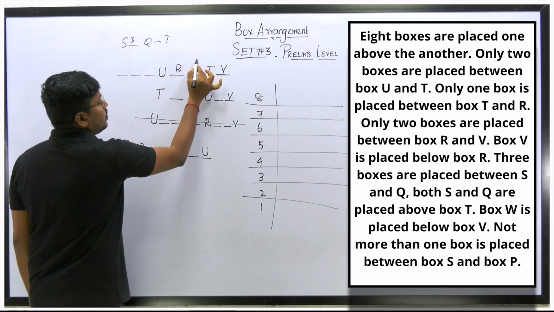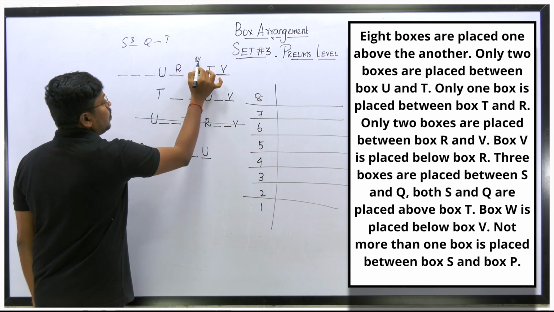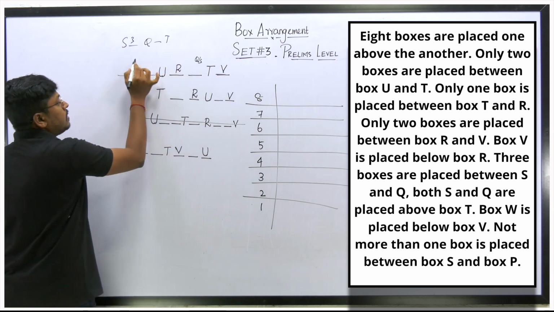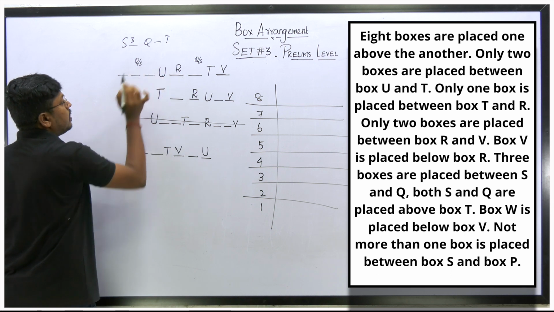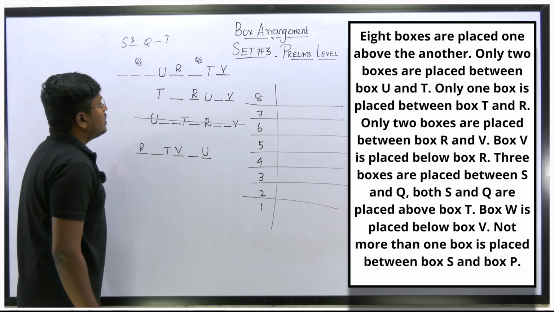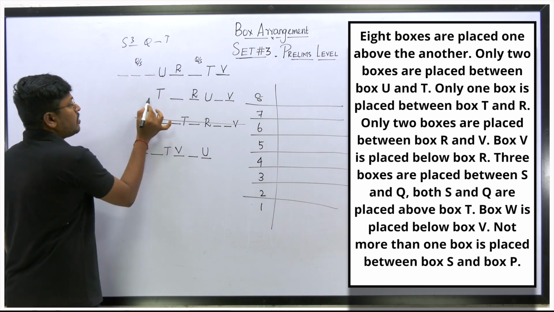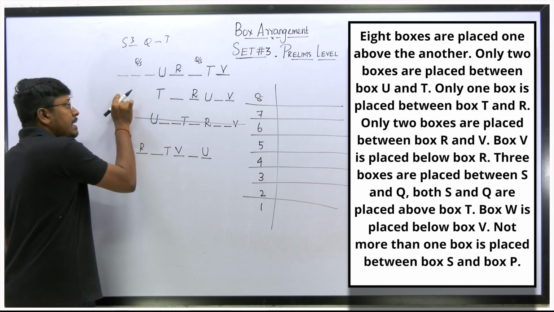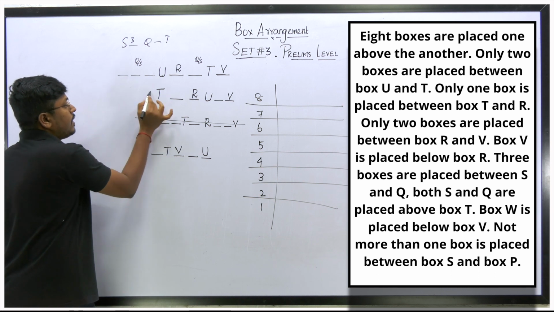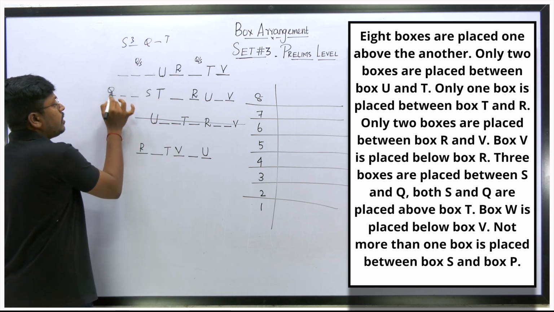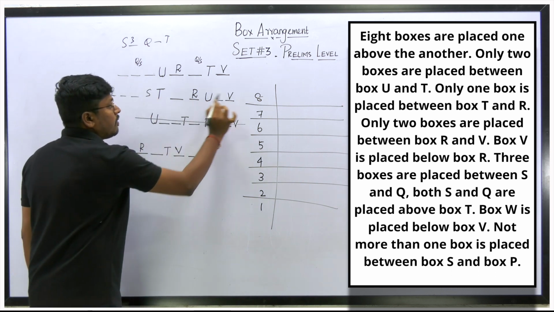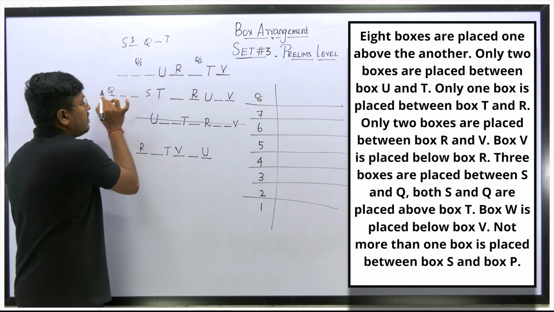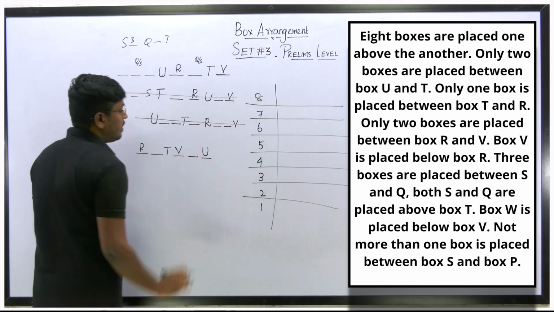So if I fix Q or S, for example, 1, 2, 3, this should be Q or S. Understood or not, right? So one possible diagram. But here, I think it is not possible. Why? Because we know that above T, S and Q should be there. If I draw S here, then this should be Q. If you count the total number of boxes, it will be above 8. So we can say that this diagram is also eliminated.